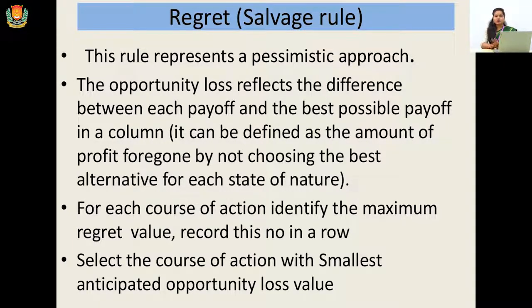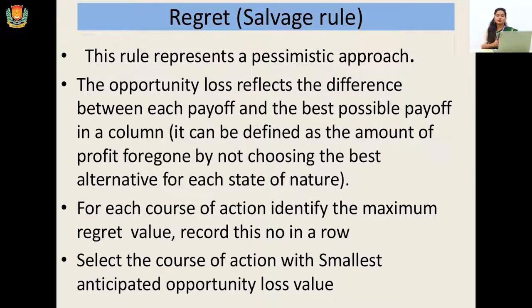Then the last criterion depends upon the regret or savage rule, which represents the pessimistic approach. This opportunity loss reflects the expected loss, which we can also call the expected opportunity loss. It reflects the difference between each payoff and the best possible payoff in a column, and by not choosing the best alternative we get the result for expected opportunity loss, which we call EOL also.